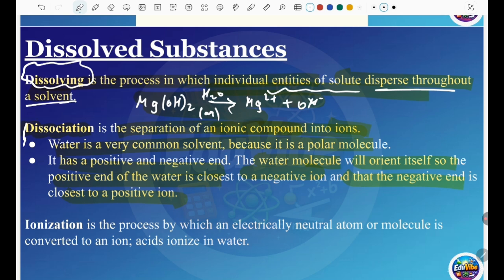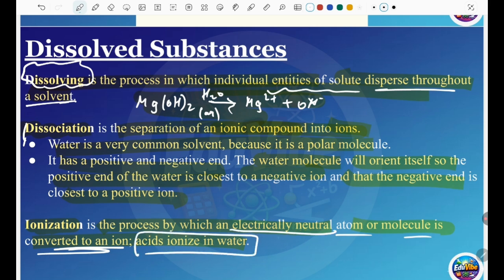We discuss those reactions in further slides. One thing more, we have ionization. Ionization is a process by which an electrically neutral atom or a molecule is converted into an ion, as when ionized in water. Ionization can occur when we have something electrically neutral, and the atom or molecule is converted to an ion.